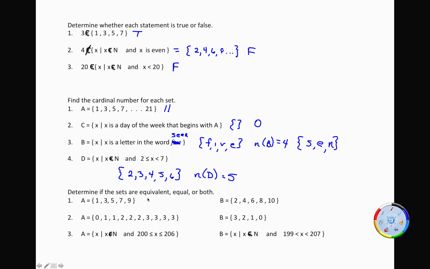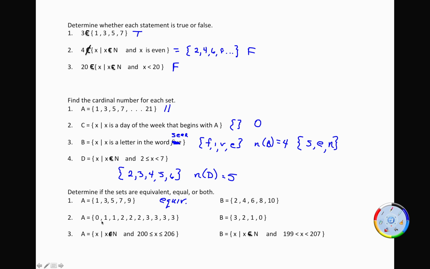Okay, determine if these sets are equivalent, equal, or both. To be equivalent, they have to have the same number of elements. 1, 2, 3, 4, 5. 1, 2, 3, 4, 5. So they're at least equivalent. To be equal, they have to have the exact same elements, which they do not. So these sets are simply equivalent, but not equal.